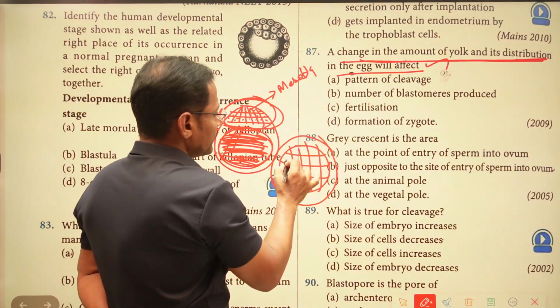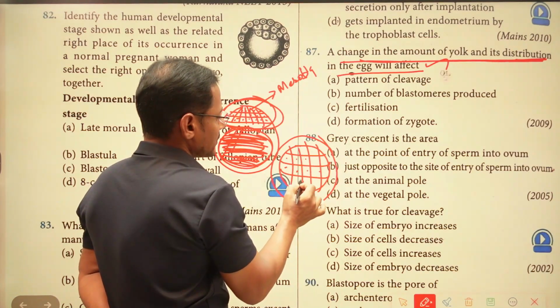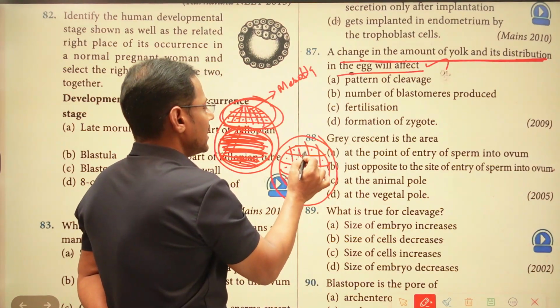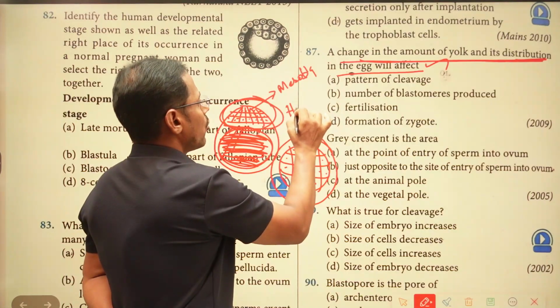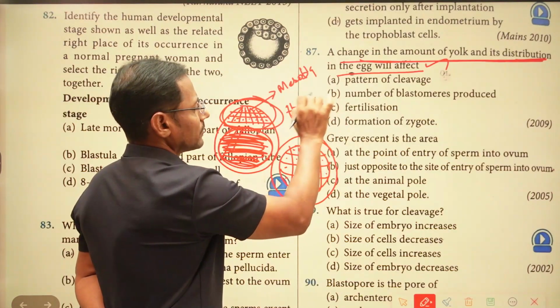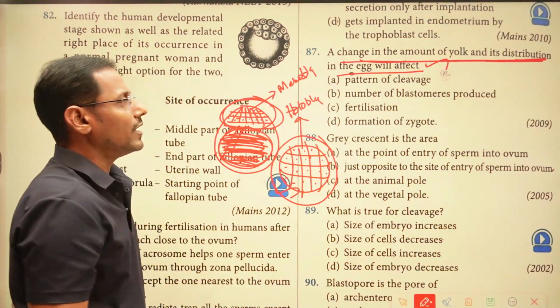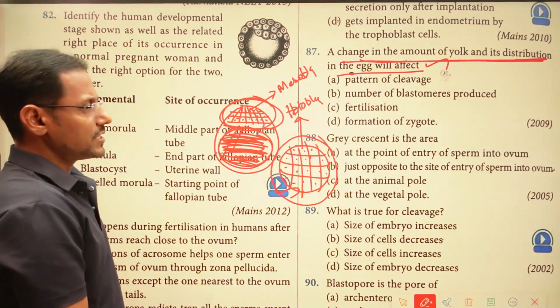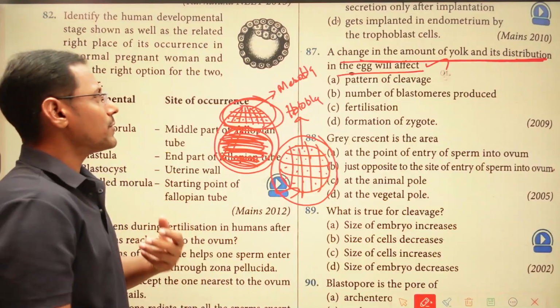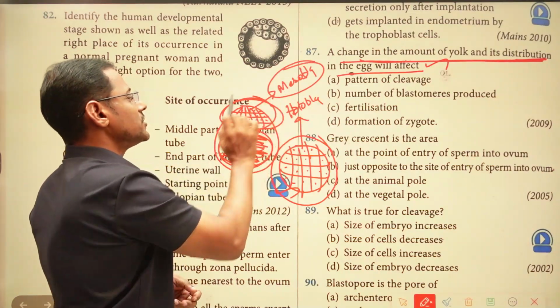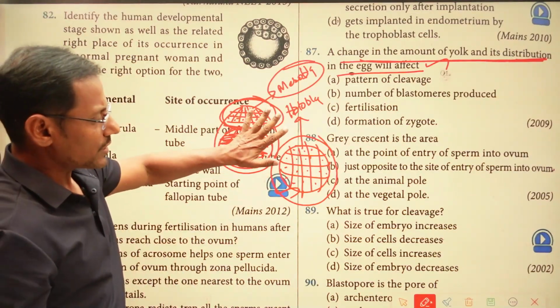If only a portion of the zygote is undergoing the cleavage process, that is meroblastic cleavage. If the entire zygote is undergoing the cleavage process, then this process is known as holoblastic, right? In human beings our zygote generally undergoes holoblastic cleavage. If you take the hen's egg, what happens here? Meroblastic cleavage takes place, right? This is the process that actually happens.